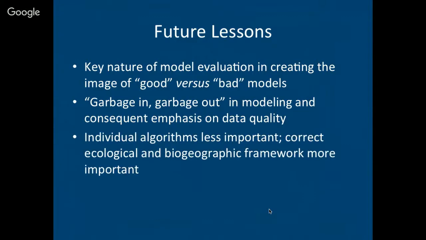And I would argue that another coming lesson is that individual algorithms are perhaps less important. You can see my biases coming in here. Essentially, it may well be that there is no perfect algorithm, and so perfecting an algorithm doesn't get us very far. And it may be much more important to get the ecological framework and the biogeographic framework right to be able to let any one of these algorithms that we have available to us perform optimally.